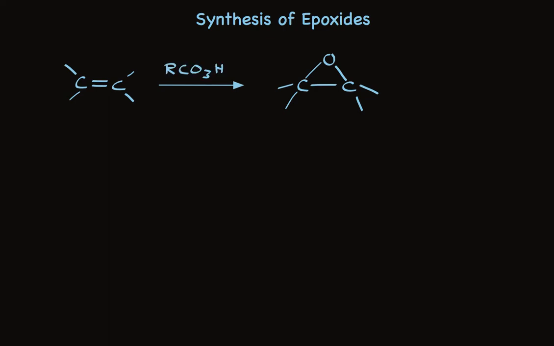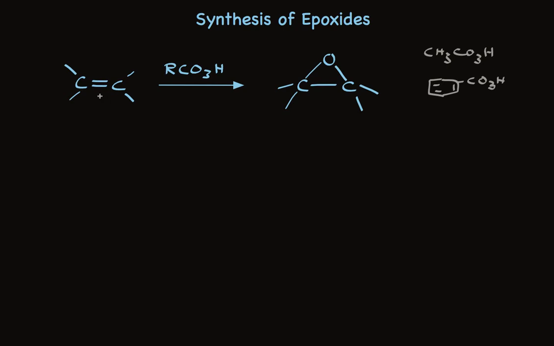When you treat an alkene with a peracid, one of the oxygens of the peracid is transferred directly to the alkene to make an epoxide. While there are several different peracids that are used, there are only a few that are common. The few most common ones include peracetic acid and perbenzoic acid. The chemistry works well regardless of the group that's attached directly to the peracid.